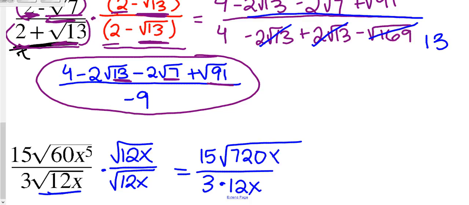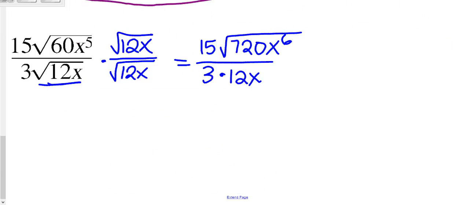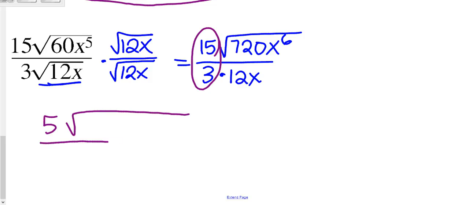And we have x to the 5th times x is x to the 6th. Now it's just simplifying. 15 divided by 3, we can do that. We would have a 5 up top, square root over, and we will leave the 12x. We need to simplify this square root.